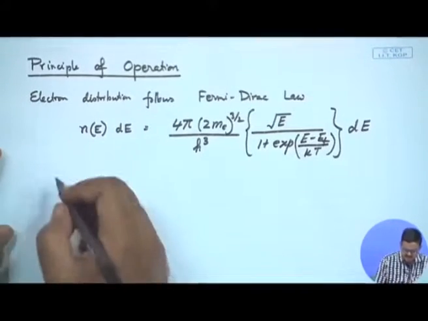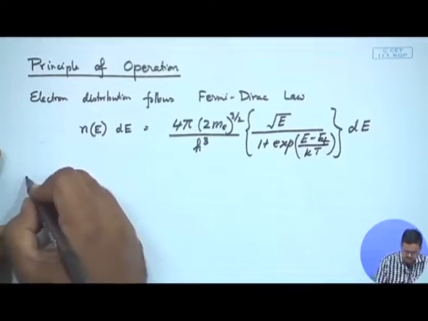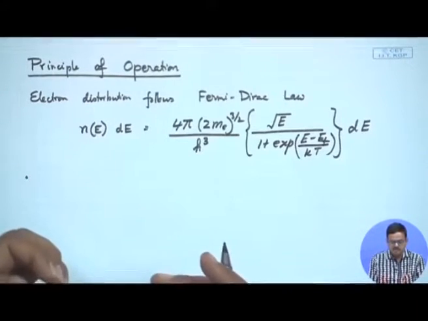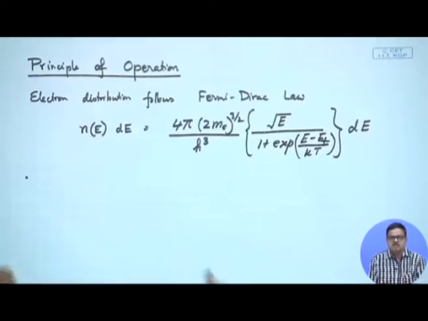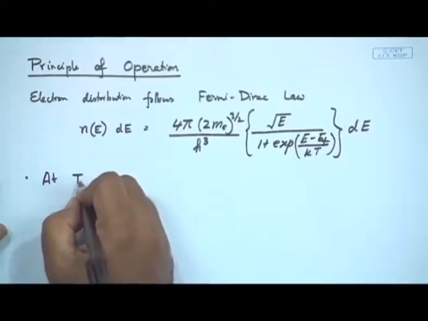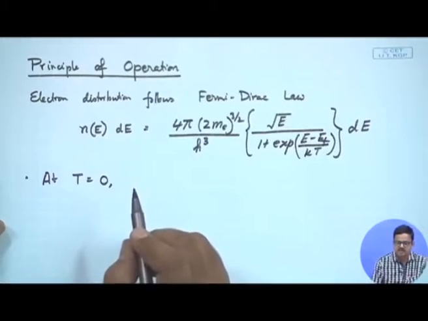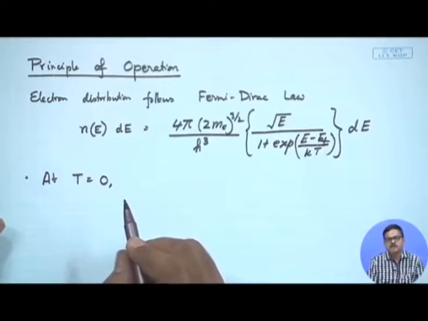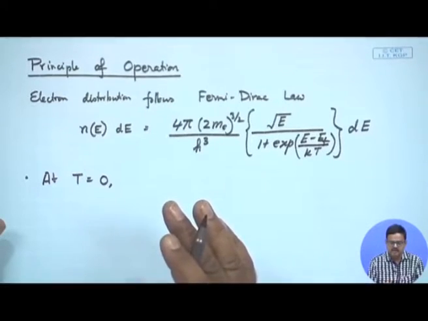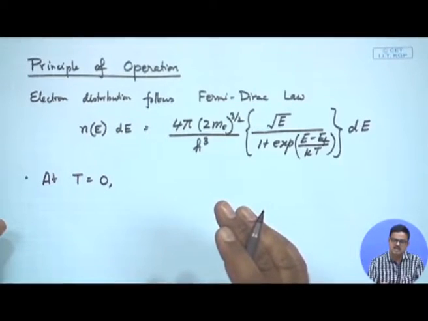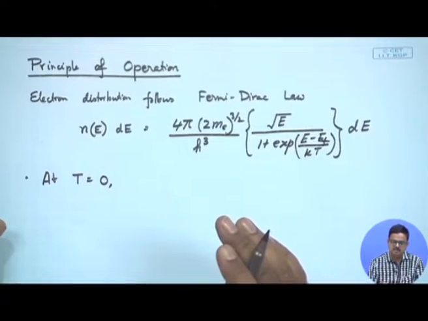What I will say is some of the auxiliary understandings from this Fermi-Dirac distribution is, at absolute 0, at T equal to 0, the kinetic energy of electrons occupy some quantum states, from 0 till a maximum value, which is known as the Fermi level.